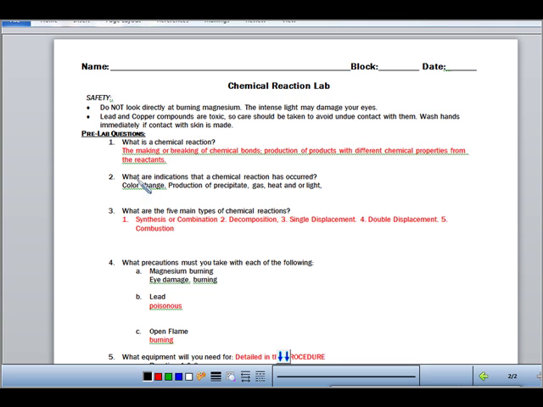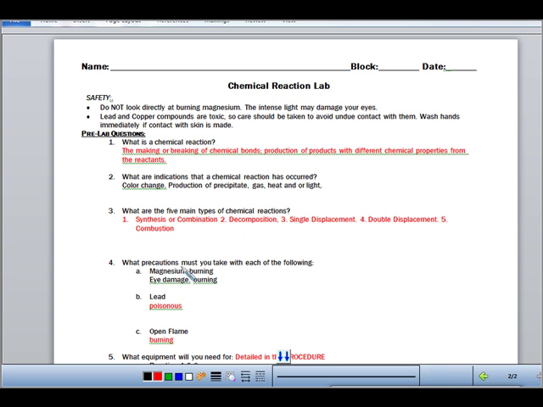Okay? So the next thing is, what are the indications of a chemical reaction? I forgot to highlight this in red, but color change, production of a precipitate, production of a gas, production of heat and/or light. Okay? And what page is that on, somebody? Tell me the page number. Okay? And then we're here on number 3.